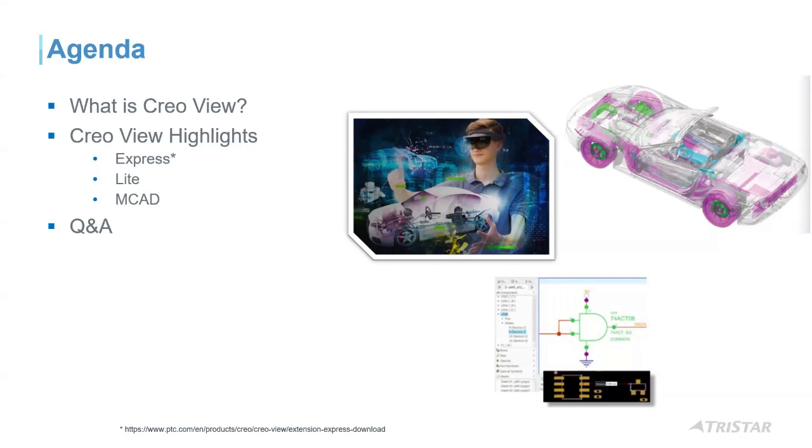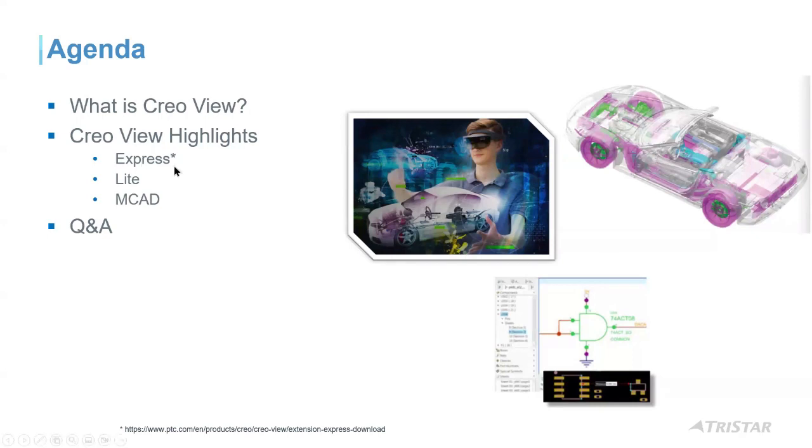A lot of times you may send some information to somebody, and they can use this viewer to take a look at it. There are different licensing levels, but essentially there are three types of viewer functionality: the Express, the Lite, and the MCAD. We'll go through each of those and see what that means, and then we'll have some time for questions and answers at the end. This is a fairly easy piece of software to use, so hopefully you'll find that it could apply to what you're doing in your environment.